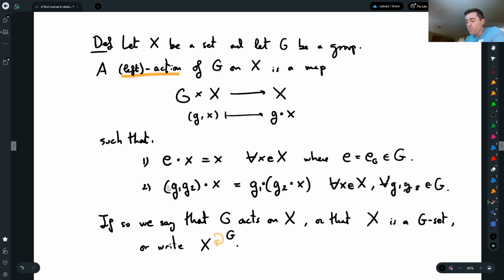G1 times G2, I can multiply them first and then see how the product acts on X, or I can act with G2 first and I can act with G1 later, and that should be the same answer as if I do this first. So that has to happen for every X and for every pair of elements of G.